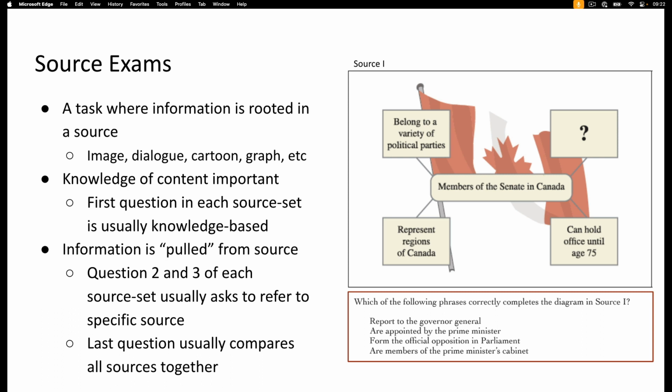And usually that first question that you see is going to be a knowledge based type of question. So it should be pretty easy. There might be a question mark that you need to answer from one of the sources. The rest of the questions in that source set is combining the different sources together, trying to make some sort of inferences between sources, or even talking about all of the sources taken together.